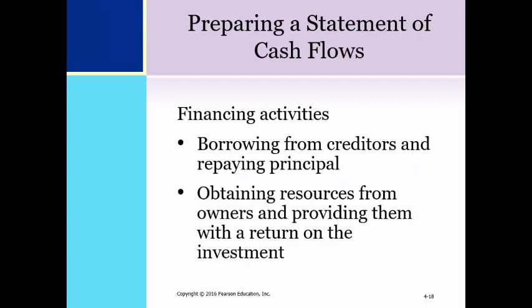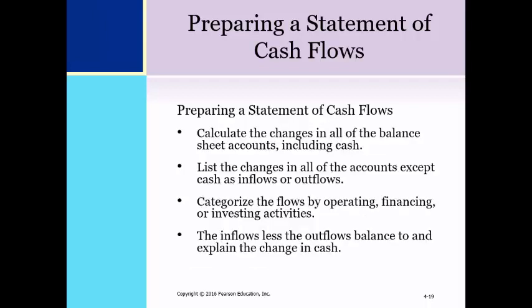The financing activities include borrowing from creditors and repaying the principal, as well as obtaining resources from owners and providing them with a return on their investment. The first step in preparing the statement of cash flows is to calculate the changes in the balance sheet accounts for the period. These increases or decreases will be used in one of the three categories of the statement of cash flows, depending on whether they are involved in operating, investing, or financing activities. After the totals for each of the categories are determined, they sum to the change in cash for the period.